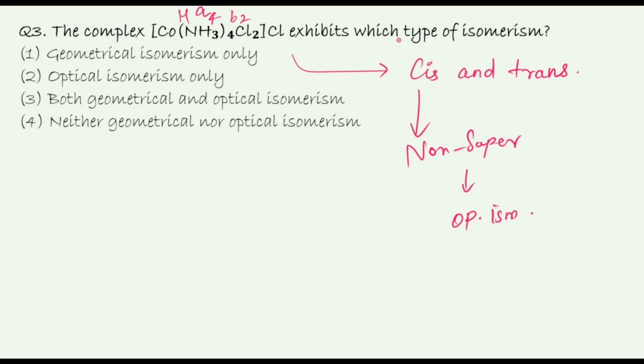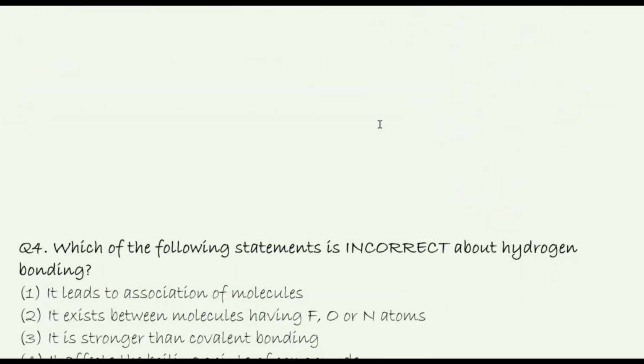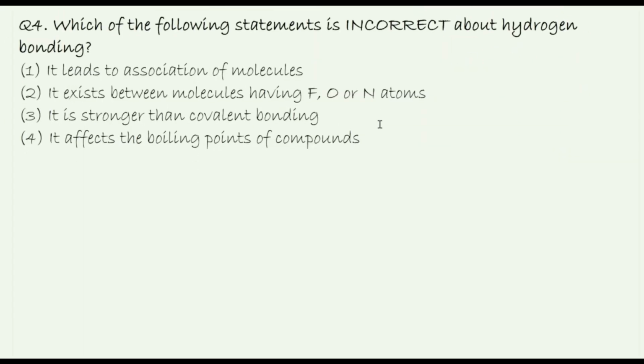We talked a lot about isomerism in the coordination chemistry crash course, so please do check it out if you are not aware of that. And what about trans? Trans will not exhibit optical isomerism because it will have a plane of symmetry. So the answer to this question is both geometrical and optical. I have given you the list of who all can exhibit optical, who all can exhibit geometrical, and more.